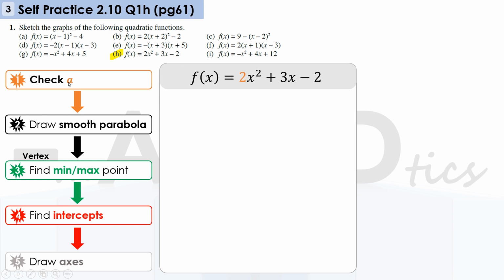Okay, so again, step 1, check the value of a. This one is 2, which is positive. So when we are drawing the smooth parabola, we need to draw the smiley face parabola. Okay, and then the third step is to find the minimum or maximum point. So this one is the minimum point, but again we need to find the vertex form, but unfortunately we don't have the vertex form here, it's the general form.